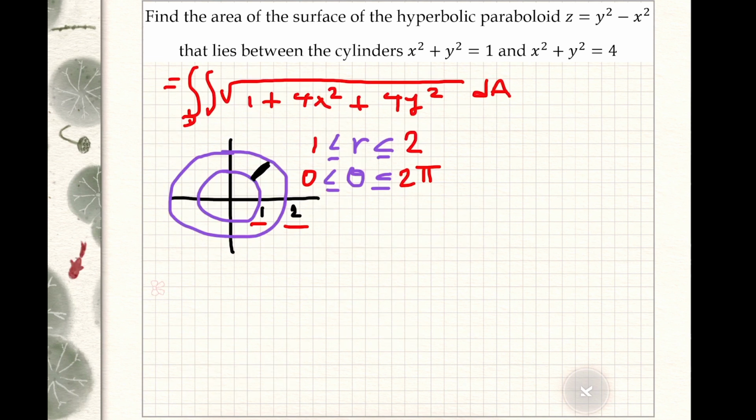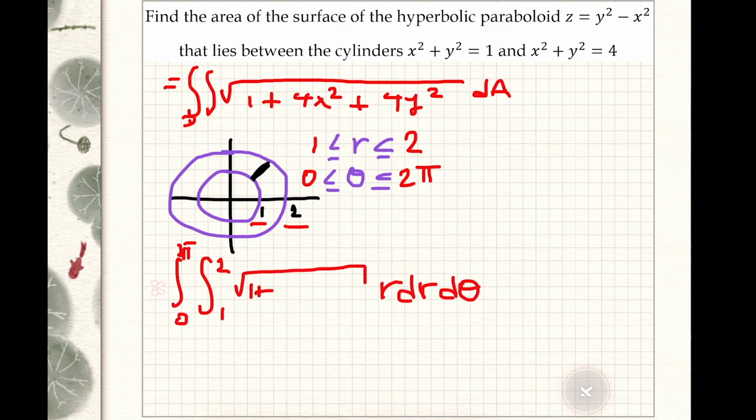Now we just have to solve. So we have our double integral, and as we mentioned, we are using polar coordinates, so r dr d theta. R is in between 1 and 2, theta is in between 0 and 2 pi. We just bring down what we got from the square root.